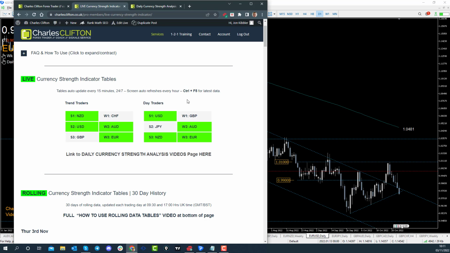So news-wise, fundamentally, the US dollar is gaining strength again, which is then putting pressure on our major currency pairs like the Euro US dollar, like the Aussie US dollar.